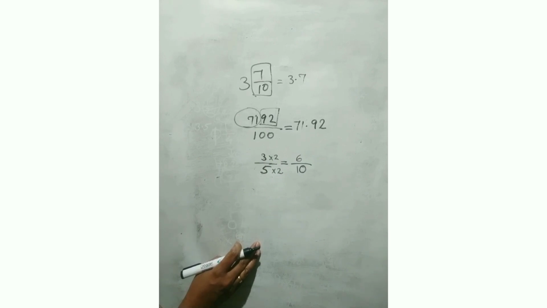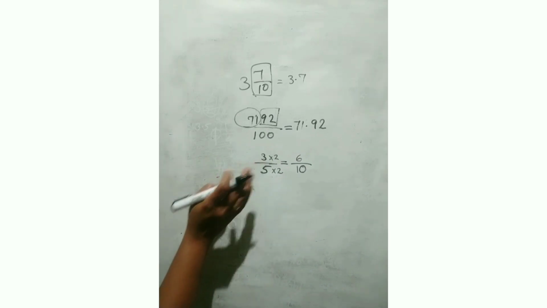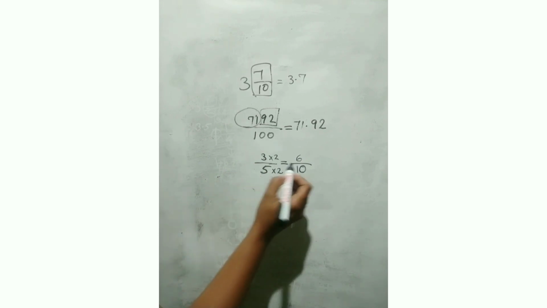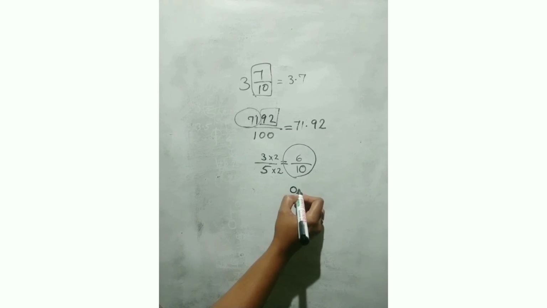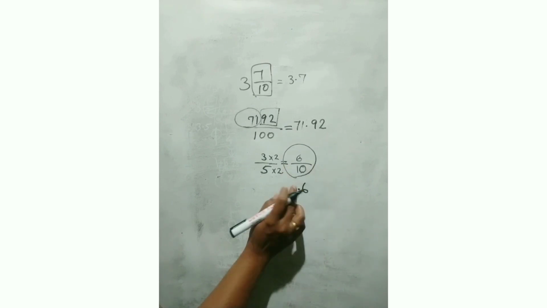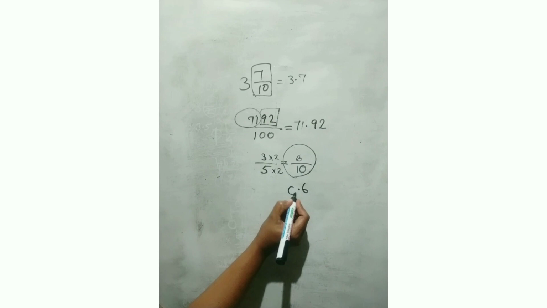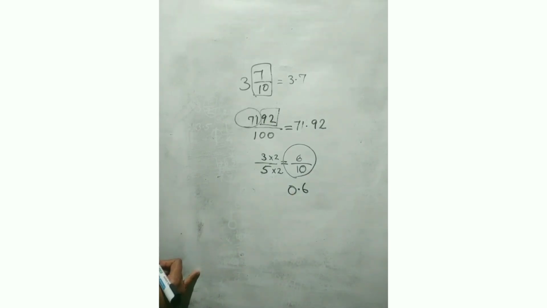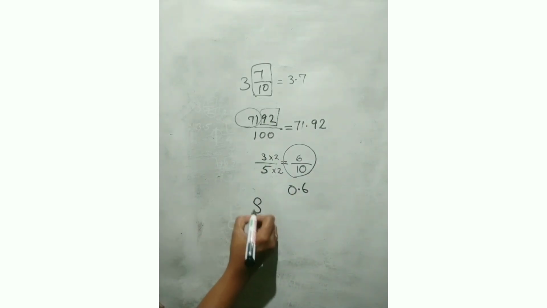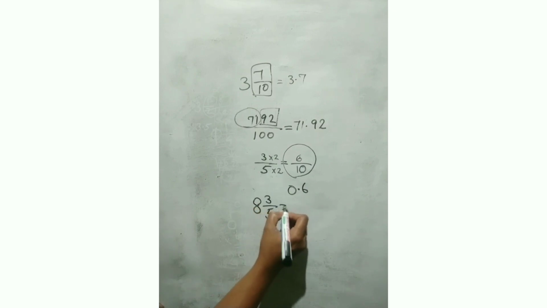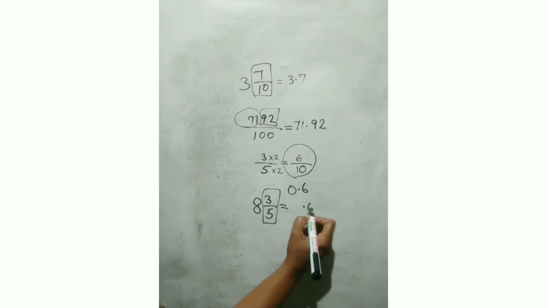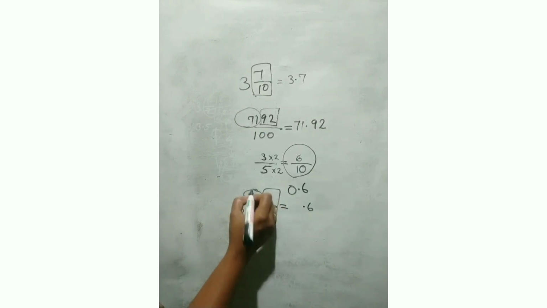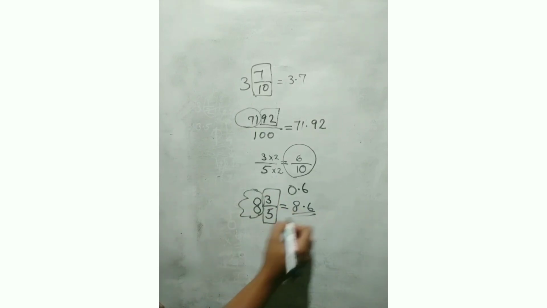Okay. Then we can write now this in decimal form. That is 0.6. 6 on 10 is equal to 0.6. Here we can keep the 1 zero. Then if 8, 3 on 5, how can we write? Here we know that 3 on 5 is equal to 0.6. This 8 we can write before the decimal point.